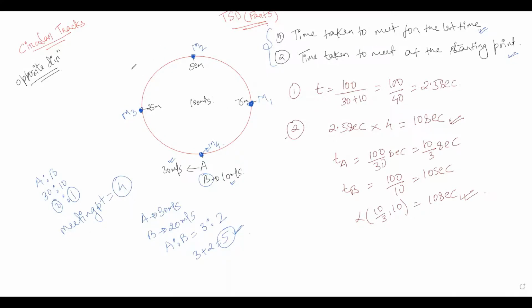Also, one thing we can note here is from one meeting point to the next meeting point, these two persons, that is A and B, would be together covering a distance which would be equal to the length of the track. That is, together they would be covering a distance of 100 meters from one meeting point to the next meeting point.